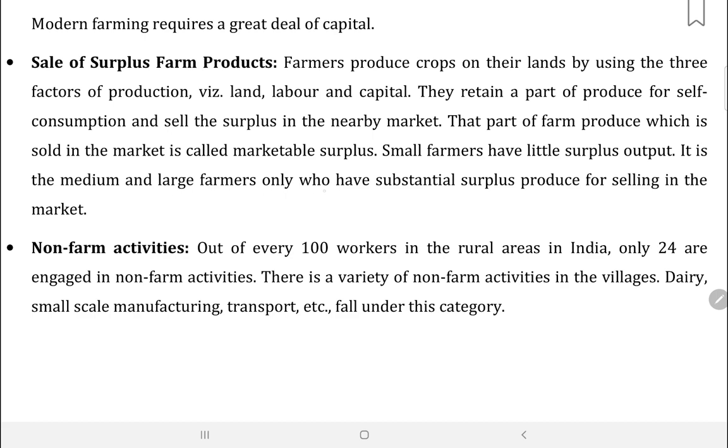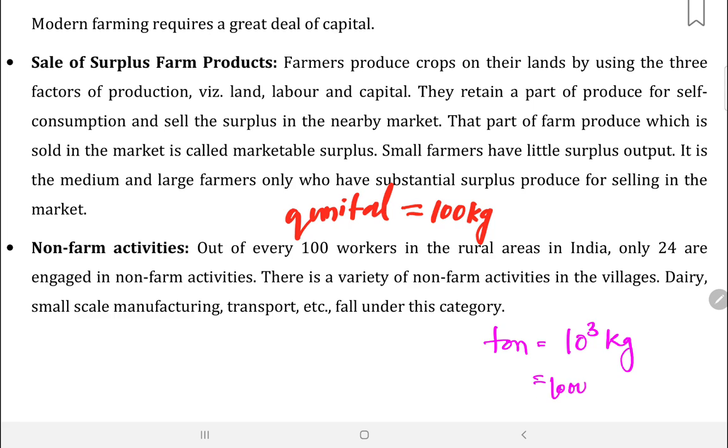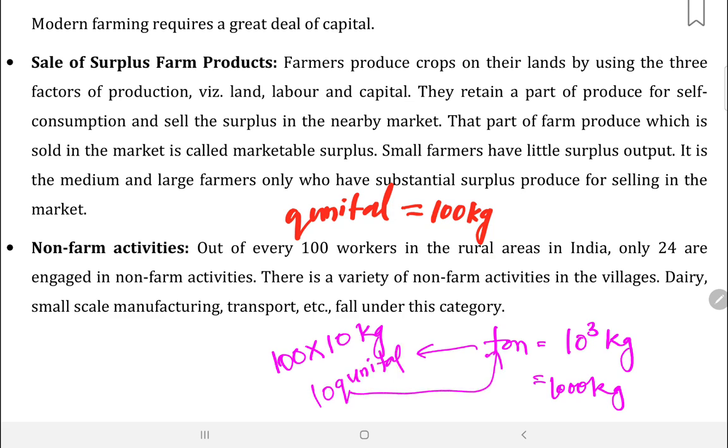It is medium farmers and large farmers who have substantial produce. For example, there are large farmers who have over quintals. Quintal is an important term you need to know in this chapter. A quintal is equal to 100 kgs, and 1 ton or metric ton is equal to 1000 kgs. You can also write in quintals: 100 into 10 kgs, that is equal to 10 quintals, which is equal to 1 metric ton.